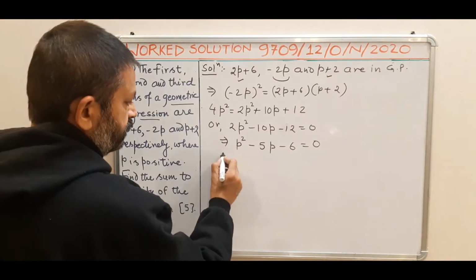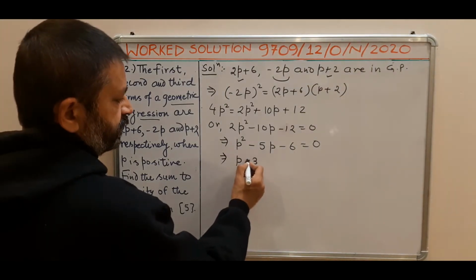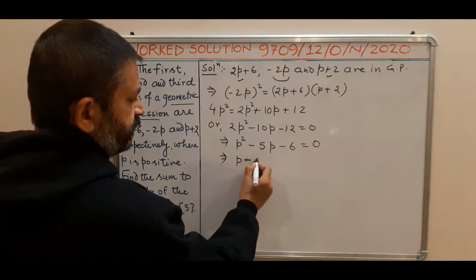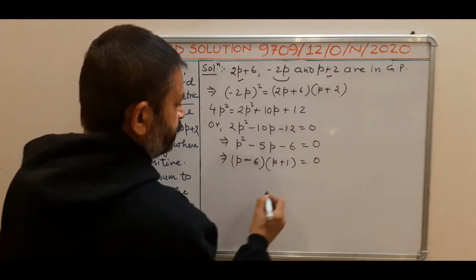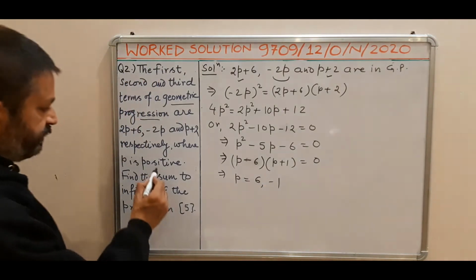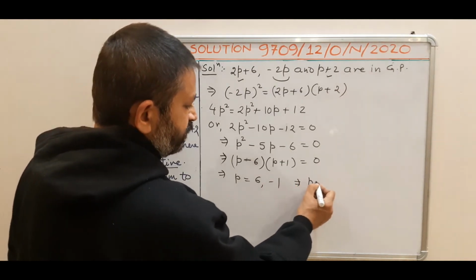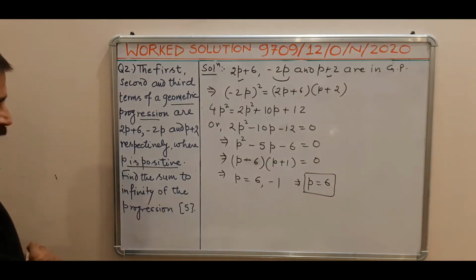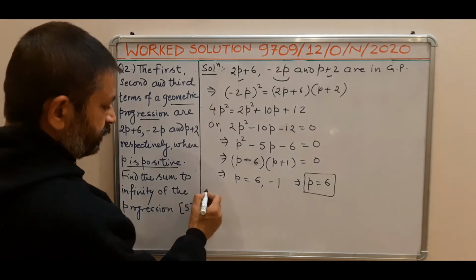By using splitting the middle term, factors of 6. So it comes as (p − 6)(p + 1) is equal to 0. So p is having two values, 6 and −1. As it is given that p is positive, so we will neglect this negative value. So it means p is equal to 6. Now we have to find the sum to infinity. So first of all, we will find the terms of GP.